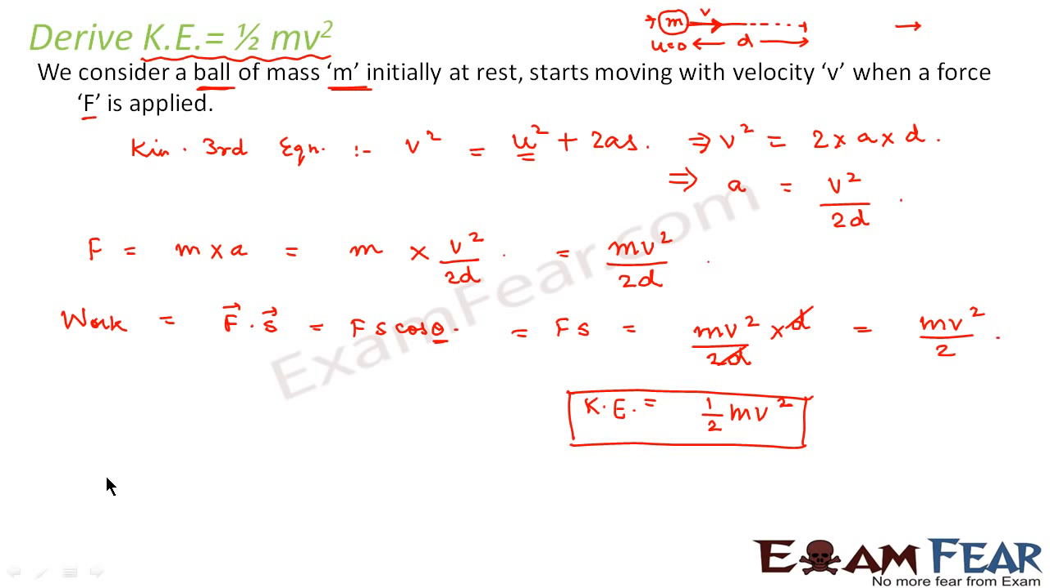Clear? Because in the very first slide we defined that energy is nothing but the capacity to do work. So whatever is the value of work, here the work turned out to be mv square by 2. That means this is the work associated with a body which is moving with velocity v. So this is nothing but the energy possessed by the body, and since this energy is possessed by virtue of its motion, therefore it is termed as kinetic energy. So the kinetic energy is equal to half mv square.